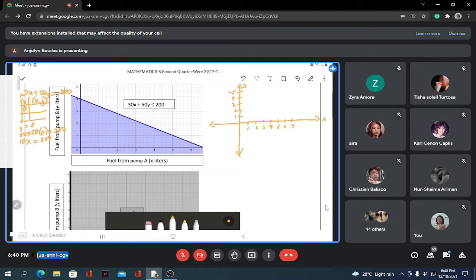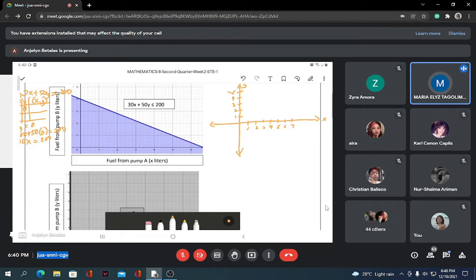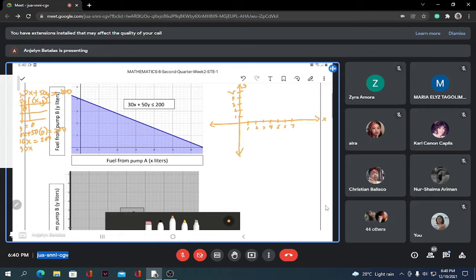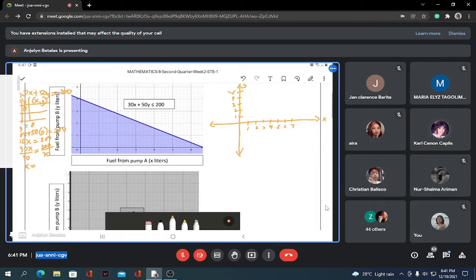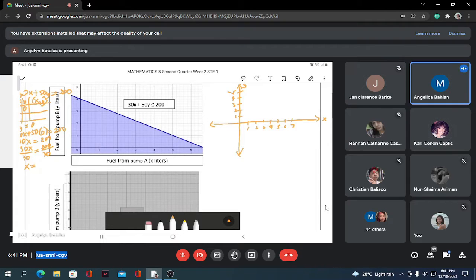So to solve for x, what to do? What to do, class? Divide by 30. Very good. Divide by 30. So 30x divided by 30 is x. 200 divided by 30, how much is that? How many 30s are in 200? 6. And 2/3.